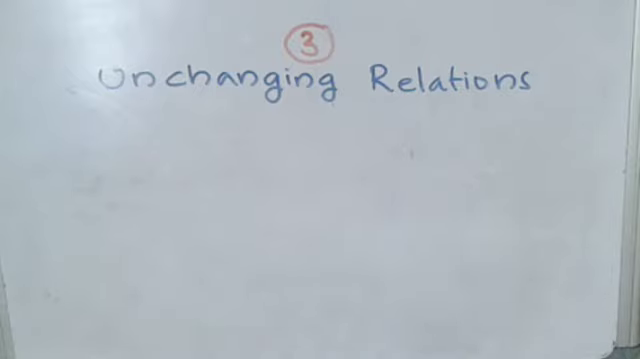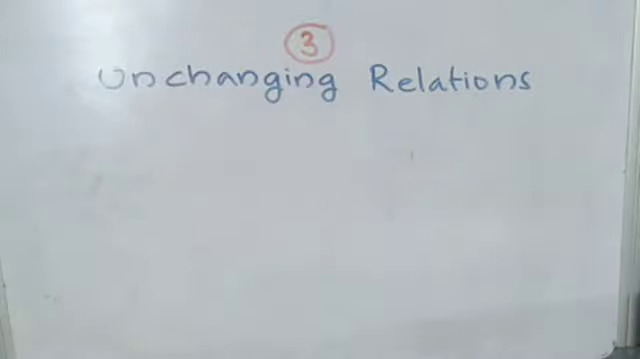Today we will discuss the third chapter, and the chapter's name is Unchanging Relations. What is the meaning of unchanging relations? That means there is no change in some relations. We will study in detail. Now we can go through this chapter.